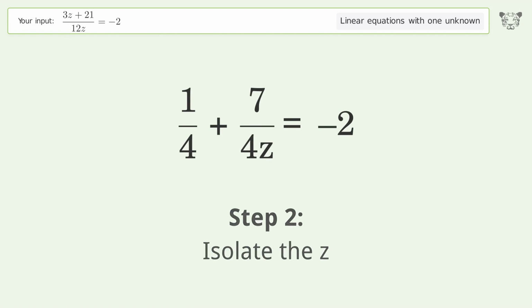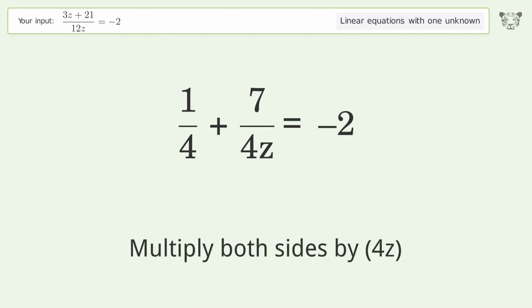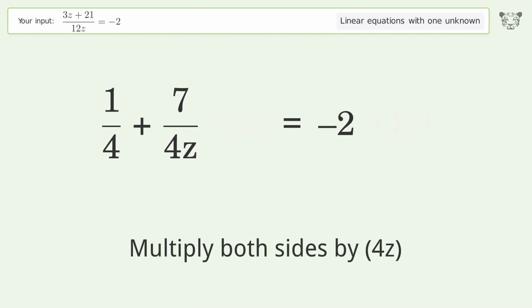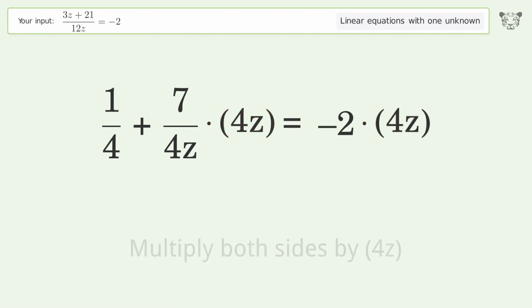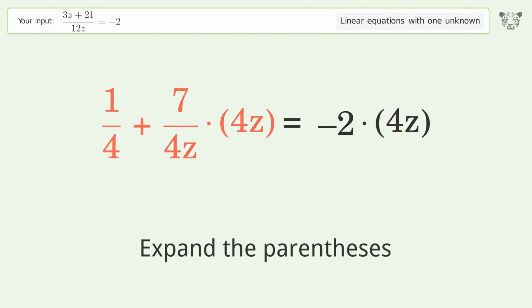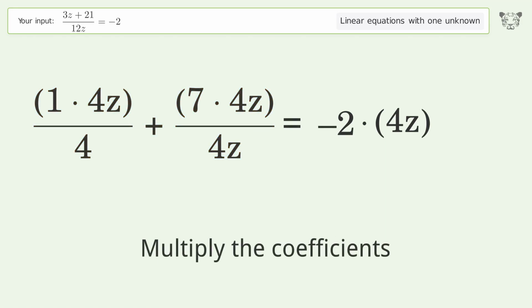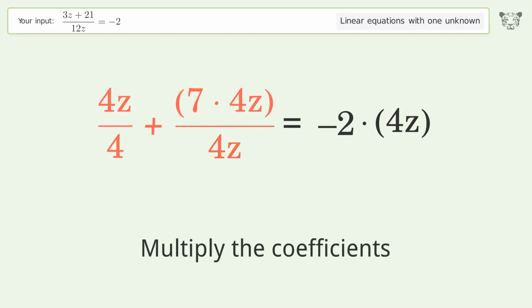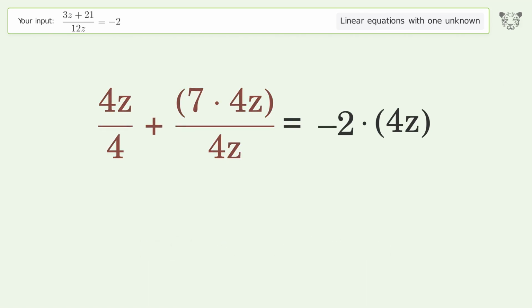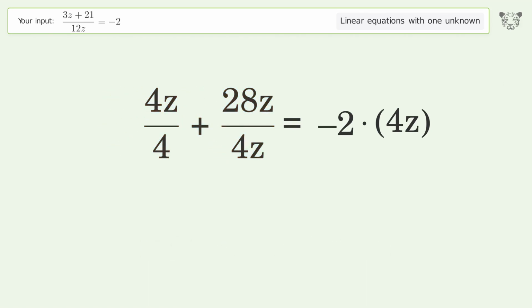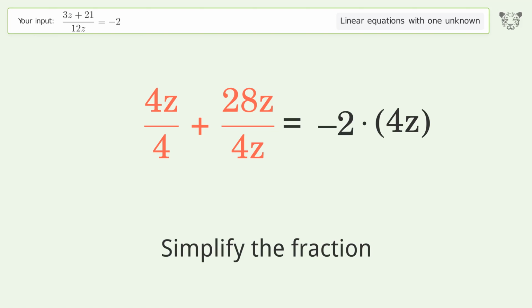Isolate the z. Multiply both sides by 4z. Expand the parentheses. Multiply the coefficients. Simplify the fraction.